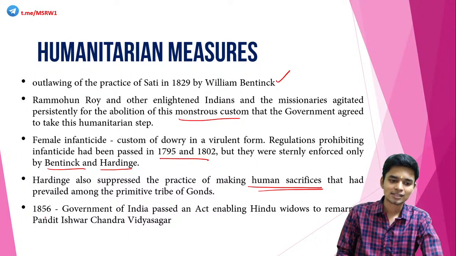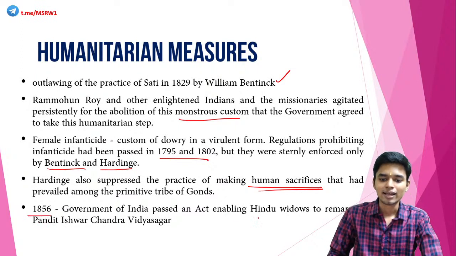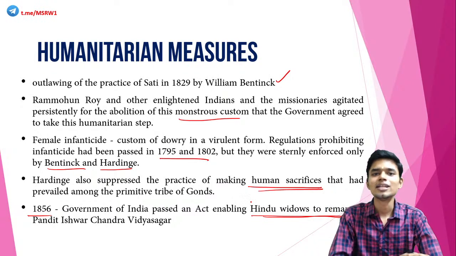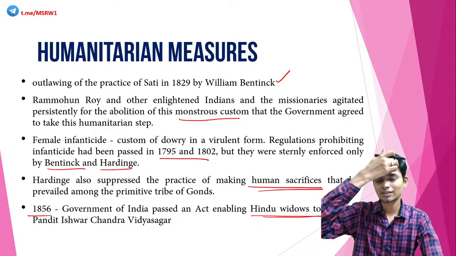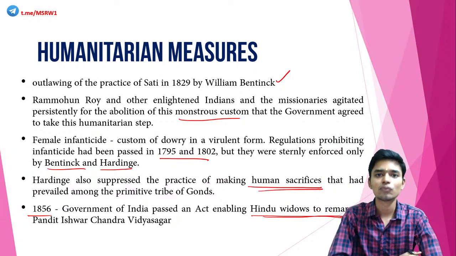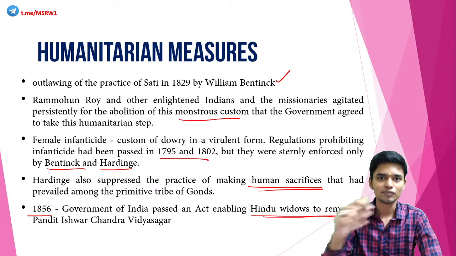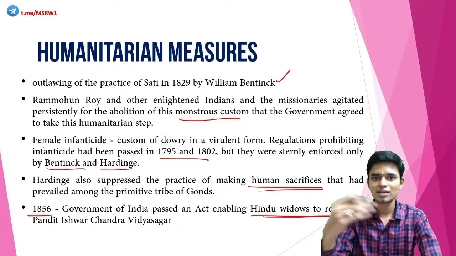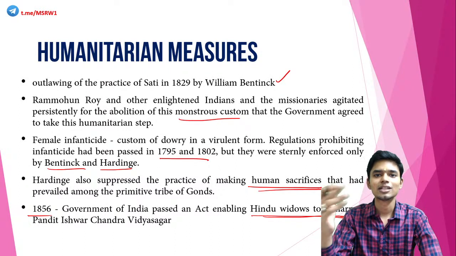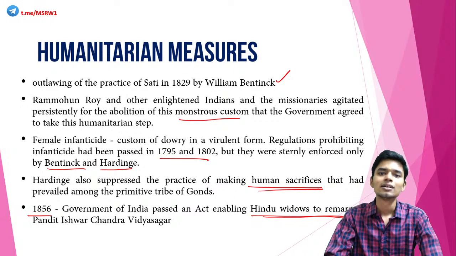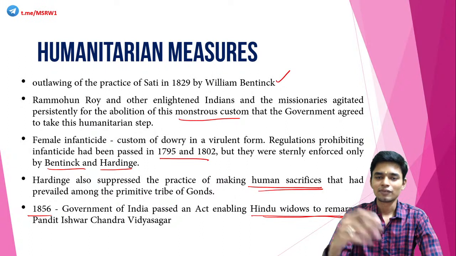In 1856, the Government of India passed an act enabling Hindu widows to remarry, due to the work of none other than Ishwar Chandra Vidyasagar. Okay, Ishwar Chandra Vidyasagar's constant efforts finally bore fruit when the Government of India passed the act based on which Hindu widows can remarry. Until then, once a widow, till the end of her life, she had to live a life of austerity, away from all kinds of festivities, celebrations, etc. Okay, she was to live a life like a saint, away from everything else.